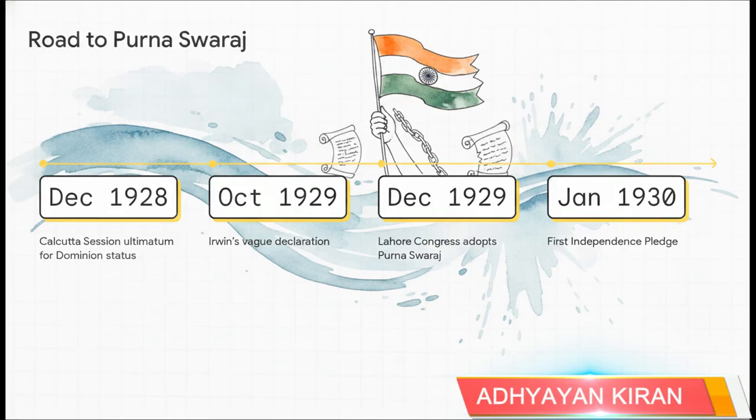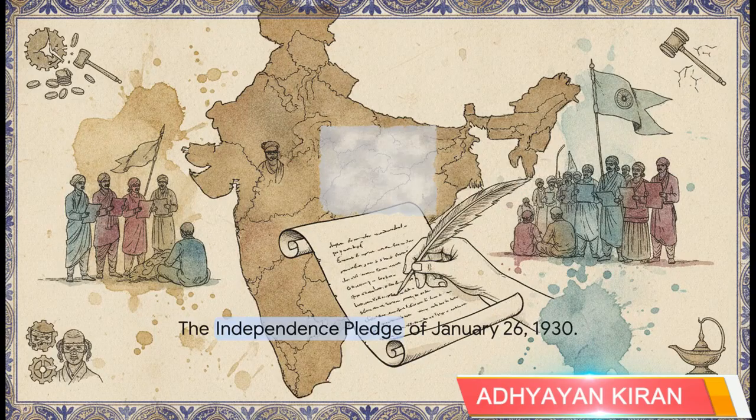So the crucial takeaway here is that this British delay and rejection led directly to the famous December 1929 Lahore Congress Session. It was there, right on the banks of the River Ravi, that Jawaharlal Nehru hoisted the tricolor flag and the Congress officially adopted Purna Swaraj, complete independence. To formalize this bold new goal, January 26, 1930 was declared the first Independence Day.